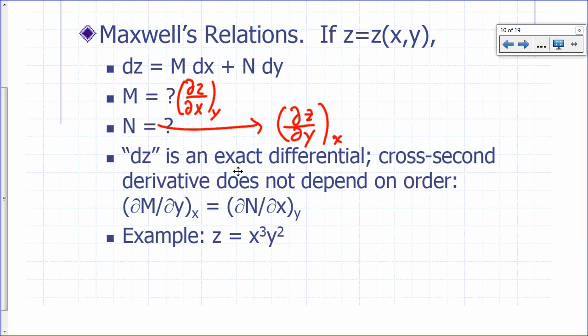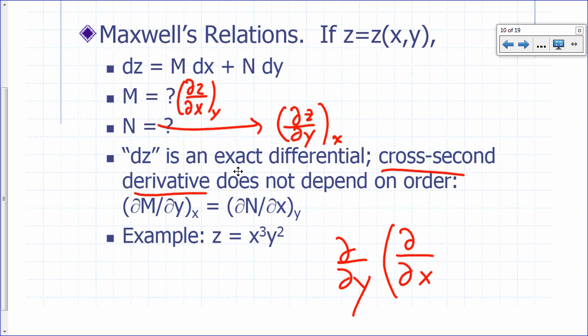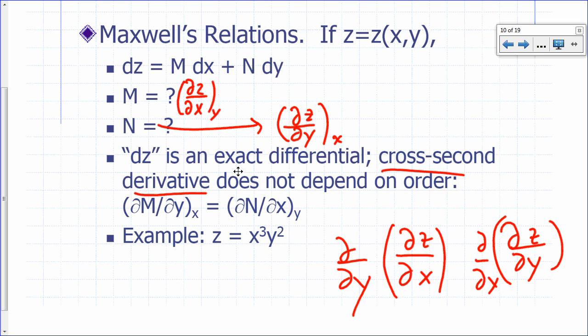And when you have an exact differential, your cross-second derivative will not depend on how you take the derivatives. In other words, if you take the derivative first with respect to x, and then take the derivative with respect to y, the same thing happens if you take the derivative first with respect to y, and then with respect to x. It doesn't matter which order you do it.